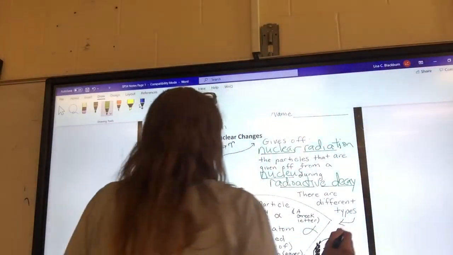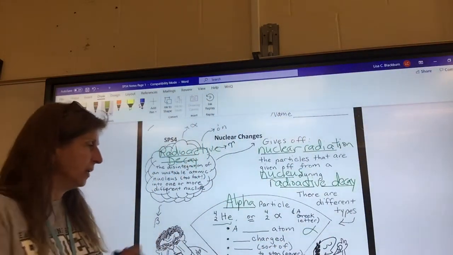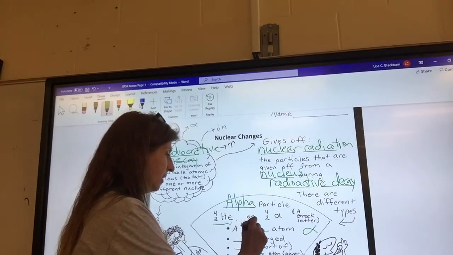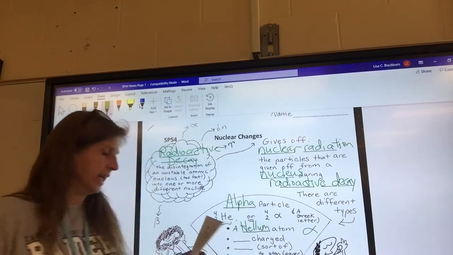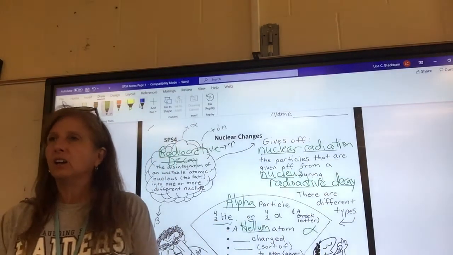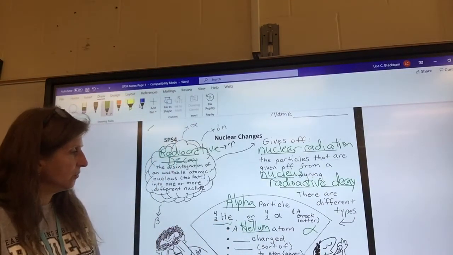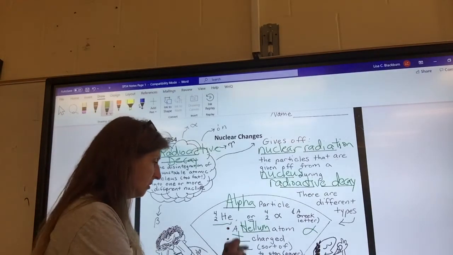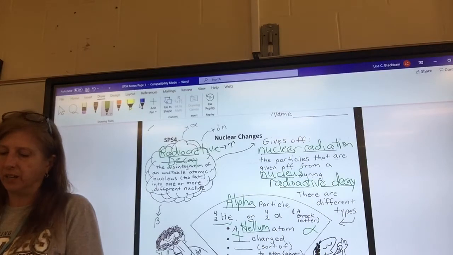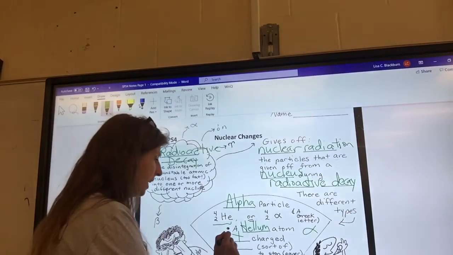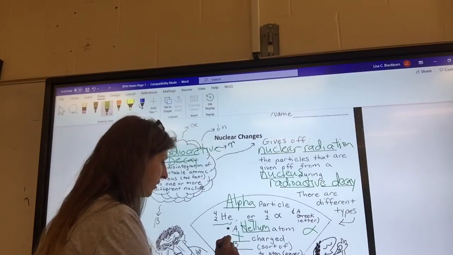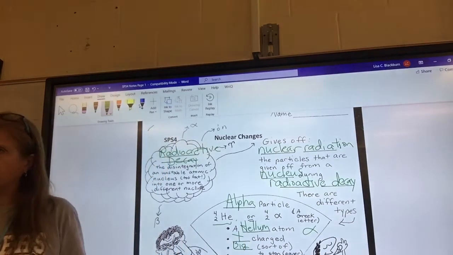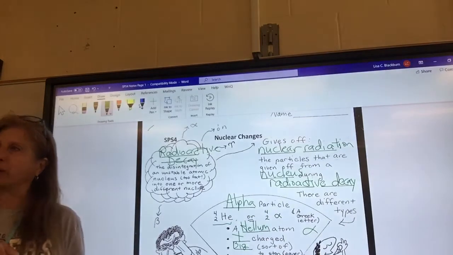So what we need to remember about alpha particles is that it's a helium atom. It's positively charged. It has a positive charge to it. It's big compared to some of the other kinds of radiation. It's tiny, itty bitty, but compared to the other types of radiation, it's the big one, okay?